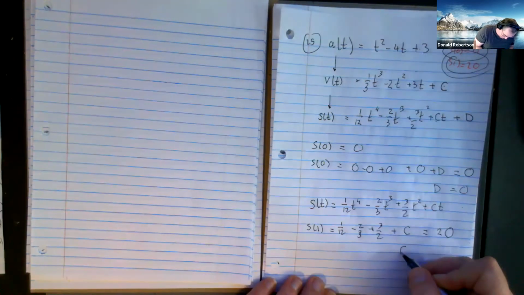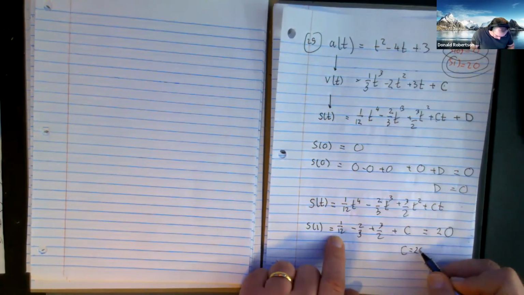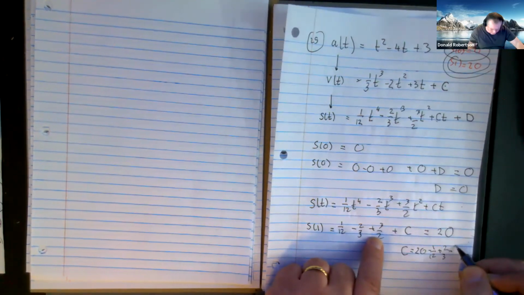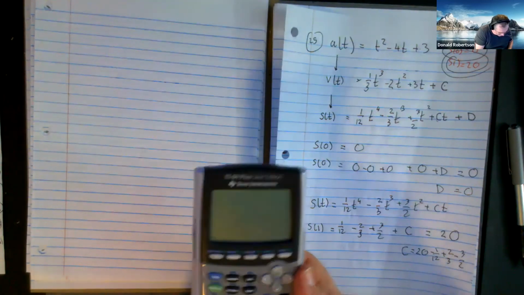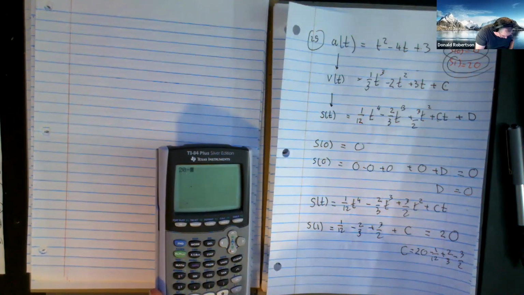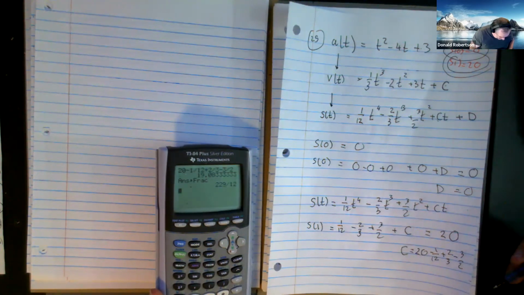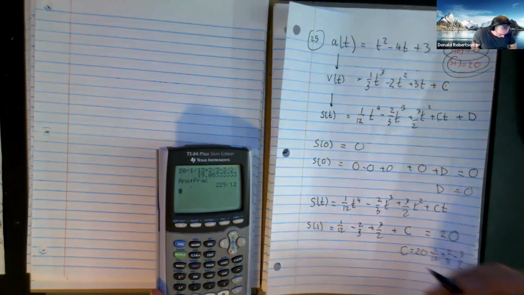Now, if I want to know what c is, couldn't I just, well, I could combine them and subtract it, but I'm too lazy to do that. So how about take away a 1/12 from both sides, add a 2/3 from both sides, and take away a 3/2. That way I can just get the whole thing done in one go. And so it's 20, take away 1/12, add a 2/3, take away 3/2, and math, fraction, go. 229/12, which is weird as it is actually the right answer.